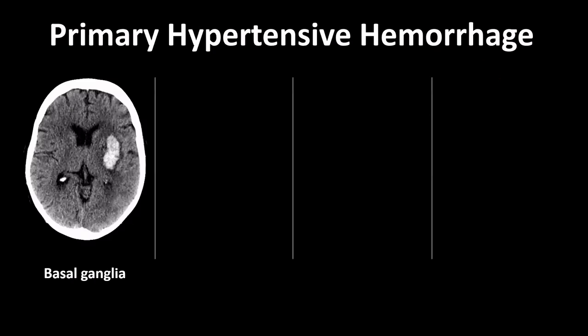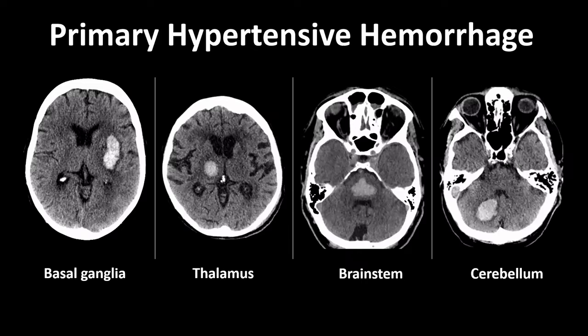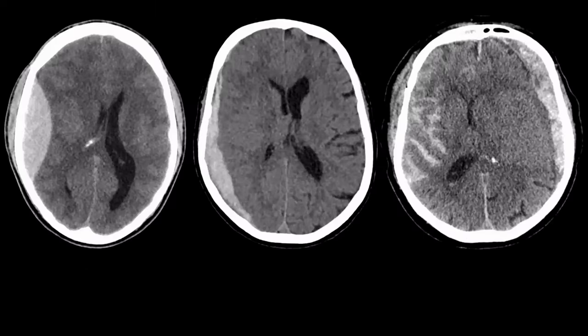Primary hypertensive hemorrhages are, as said, mostly found in deep brain structures, and predilection sites are the basal ganglia, the thalamus, the brainstem, and also the cerebellum. If you see a spontaneous intracerebral hemorrhage in an elderly patient, chances are the patient has chronic hypertension, and this is a primary hypertensive hemorrhage.